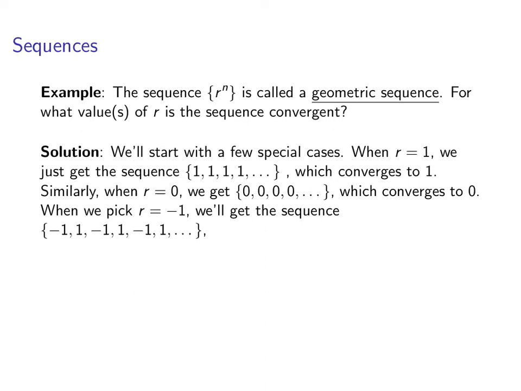Now, if we pick r equals negative 1, the sequence that we get goes negative 1, 1, negative 1, 1, negative 1, 1. And we talked about this sequence. That's divergent. All right, so that's just a few special cases. We can talk about 1, 0, and negative 1 for values of r.